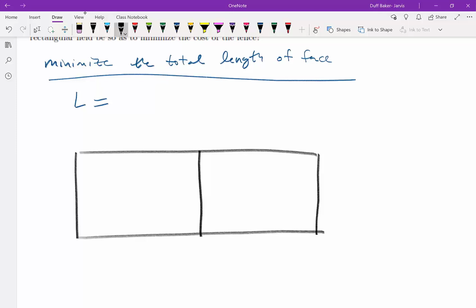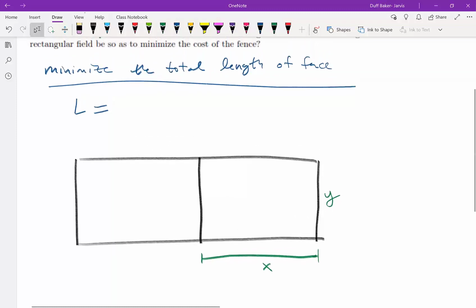So we want to give those some variable names because they can change. So maybe I'll call this side, I guess we'll do it y because it's vertical. And then there's many ways you could do this, but I'll choose to call this length x. You could also choose to call the whole bottom x, and it'll work just as well.